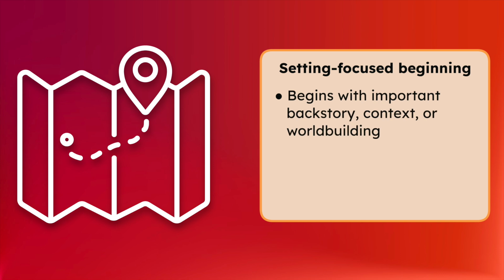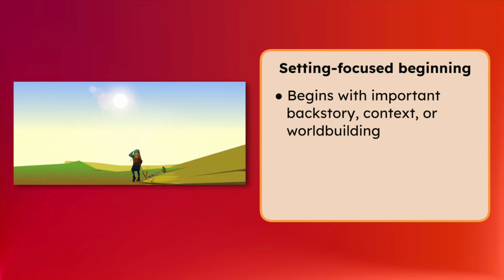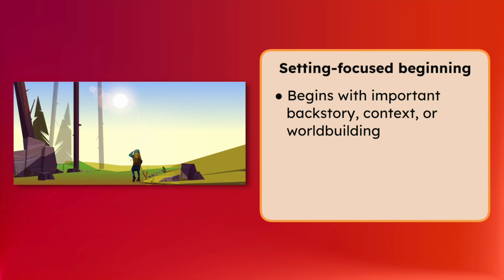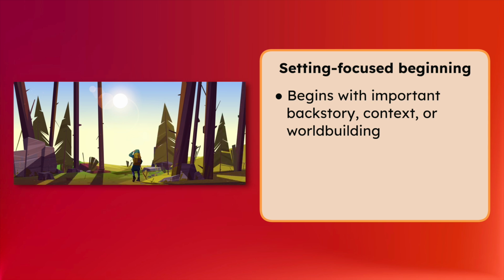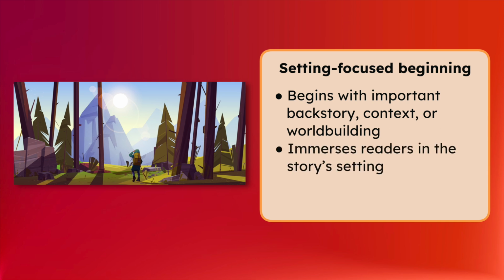Another approach for a beginning scene is setting focused. This approach starts with important backstory, context, or world building to set the scene. For example, if your story setting is a national park, you could begin with a vivid description of the place, or share an intriguing legend about it. Then zoom in on your protagonist living within that context. A setting-focused beginning is great if you want to quickly immerse readers in the world of your story and to create strong sensory details that help them imagine it.